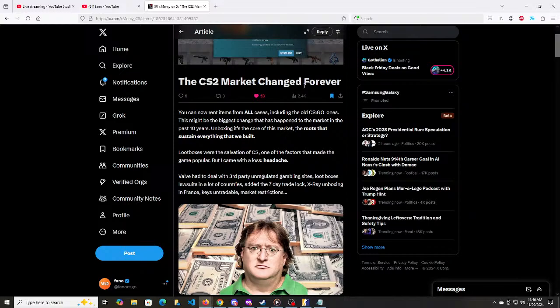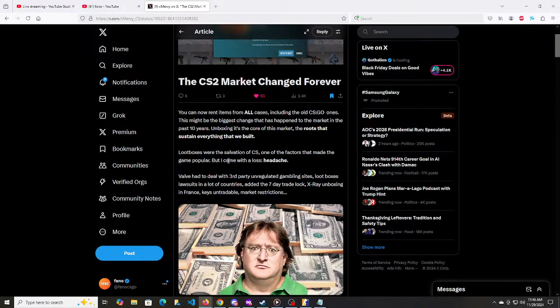The CS2 market has changed forever, I agree. You can now rent items from all cases, including the old CSGO ones. This might be the biggest change that has happened to the market in the past 10 years. Unboxing, it's the core of this market. Yes, the roots that sustain everything that we built. Yes, if you want to get new skins added to the game, you have to unbox. That's how new skins are added to the game. Most new skins. Loot boxes are a very, very lucrative and powerful way to add new content to the game. They were the salvation of CS, one of the factors that made the game so popular.